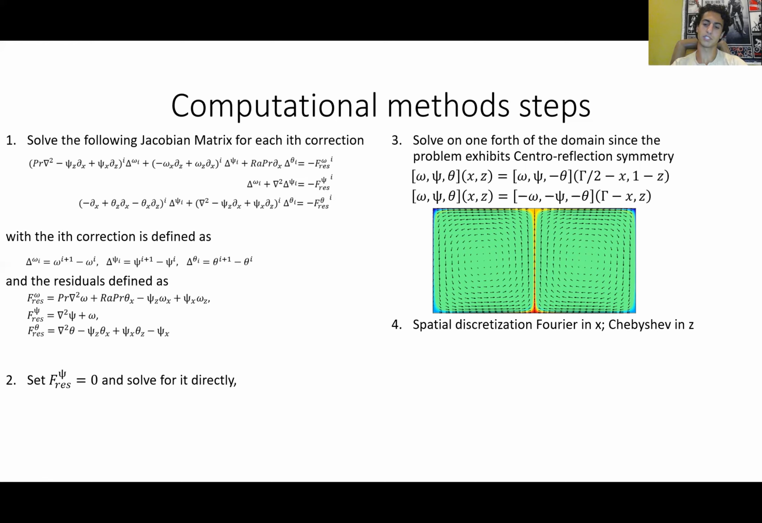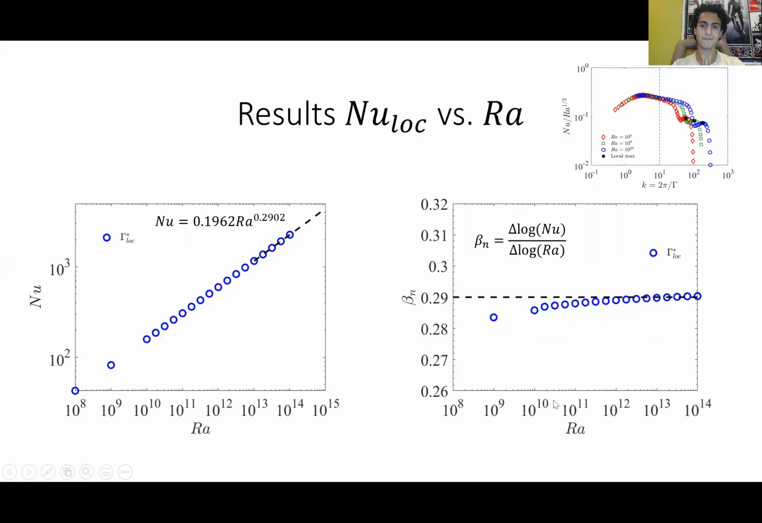The spatial component was discretized in X and the Chebyshev series in Z, and the error tolerance for the Newton error is 10 to the negative 10th, and the GMRES error is 10 to the negative 2. So once our residuals are of the order 10 to the negative 10th, the residuals are very small. It's approximately 0. So we basically have what we call an analytical solution to our problem.